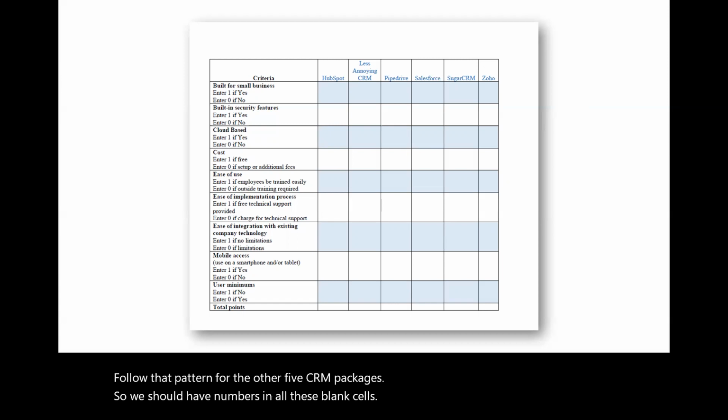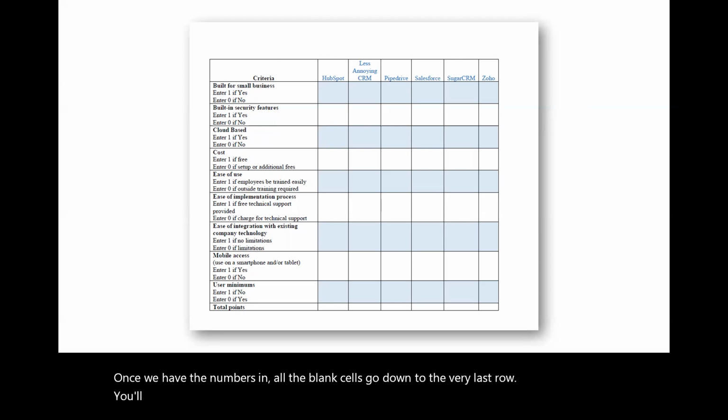Well, once we have the numbers in all the blank cells, go down to the very last row. You'll see this is for total points. You want to sum the points for each one of these. And then we're ready to start analyzing what we found.